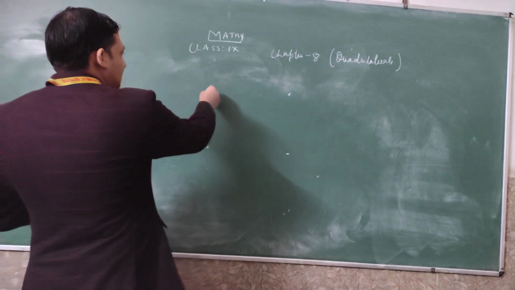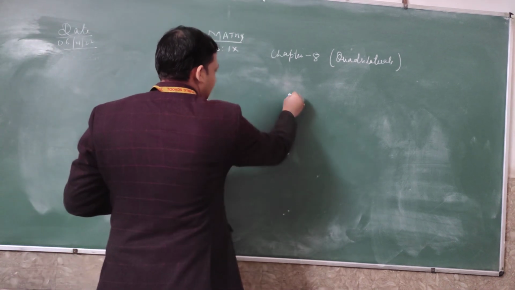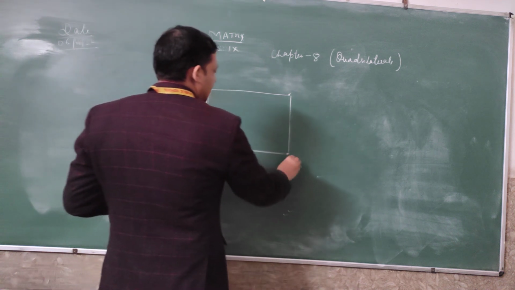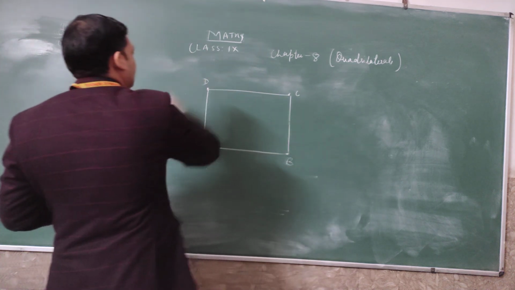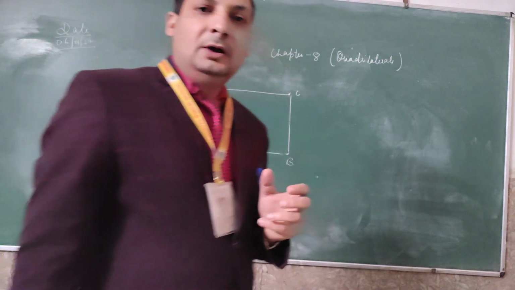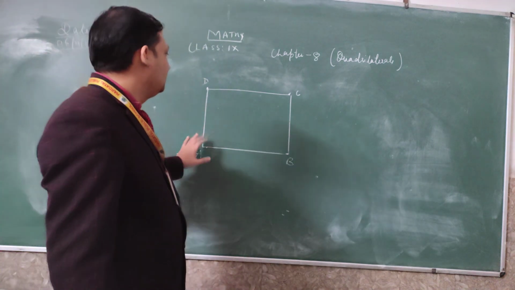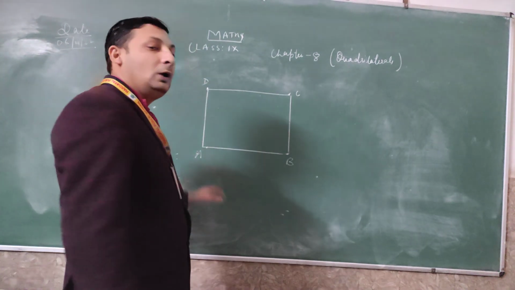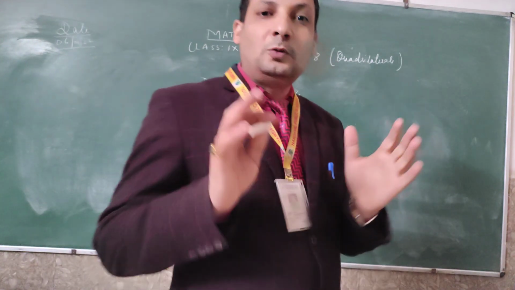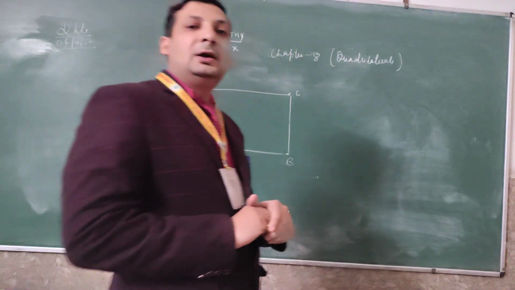When I join these 4 points, and give them the names point A, B, C and D, it will make a closed figure. The name of this figure is quadrilateral. So dear students, we are discussing today a very interesting topic of class 9th, that is called quadrilateral. So what is a quadrilateral?